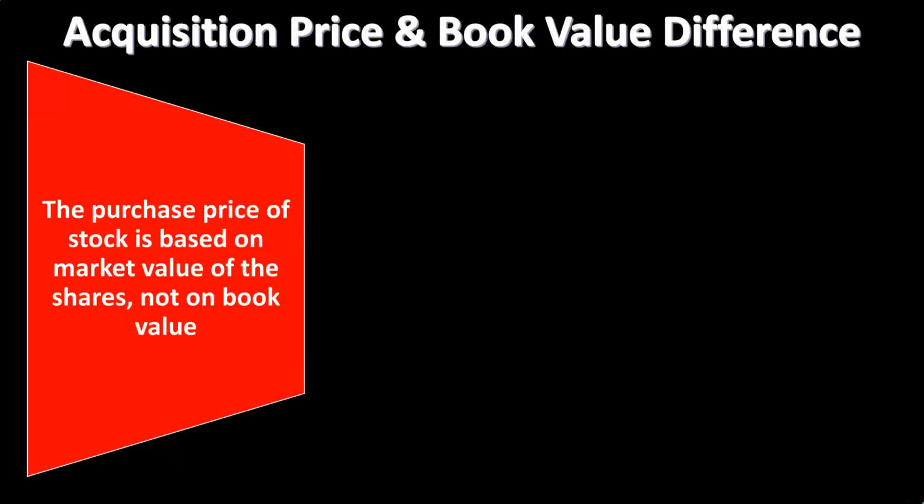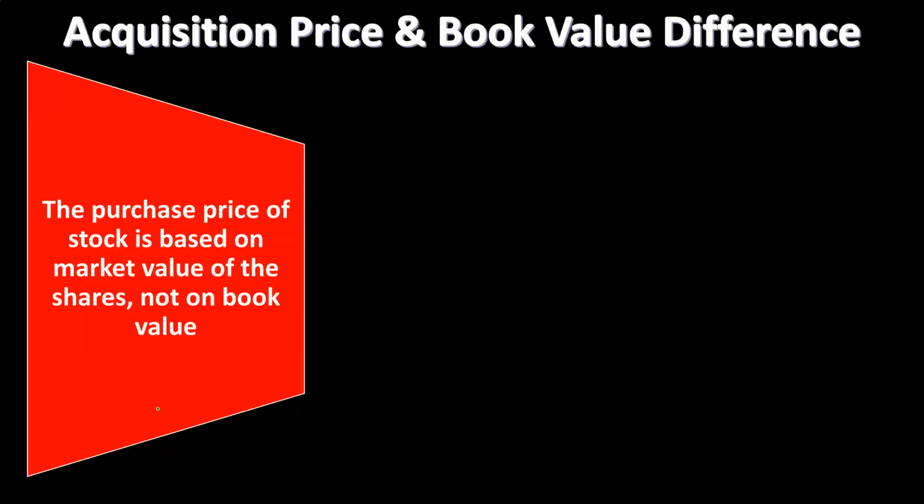Acquisition price and book value difference. So the purchase price of stock is based on the market value of shares, not on book value. So if you think about this process, what's going to be happening? You've got the parent, you've got the subsidiary. The parent is purchasing over 51% of the subsidiary, getting a controlling interest of it. So to simplify the situation, let's say the parent is purchasing all of the subsidiary at one time, 100% of the outstanding stock of the subsidiary.